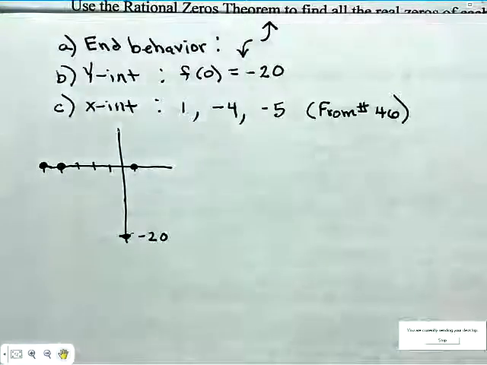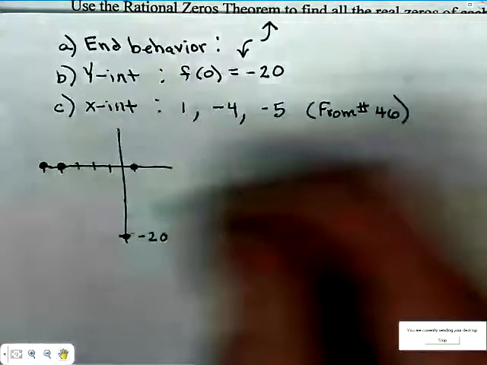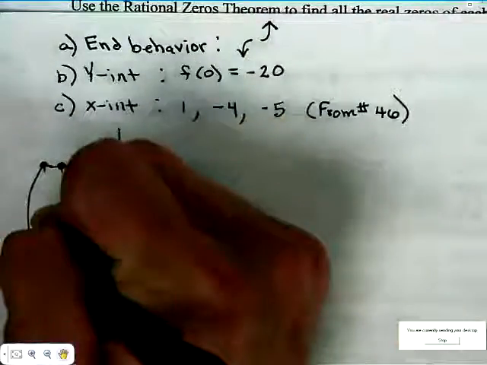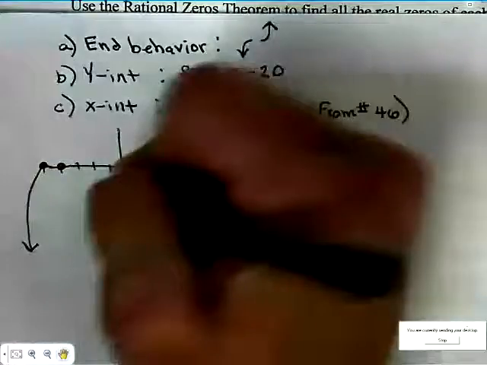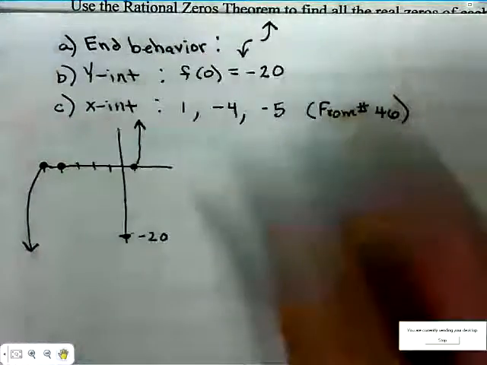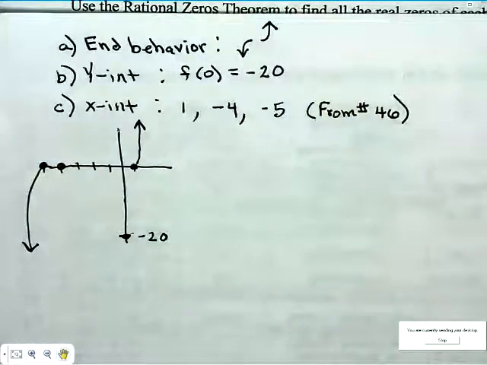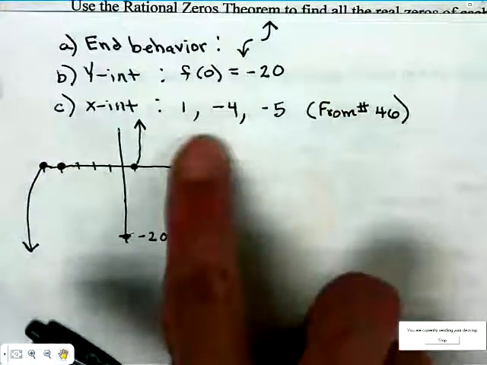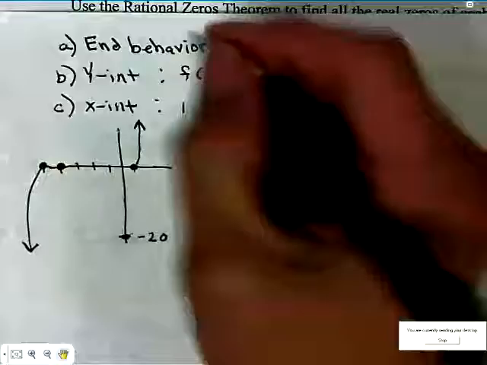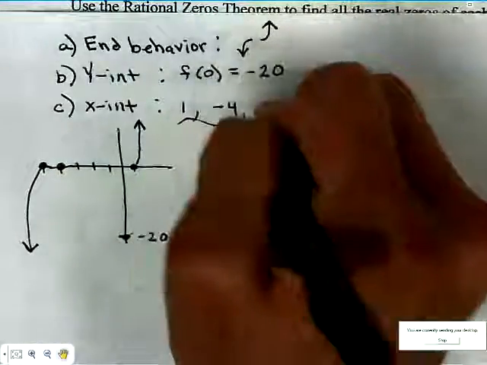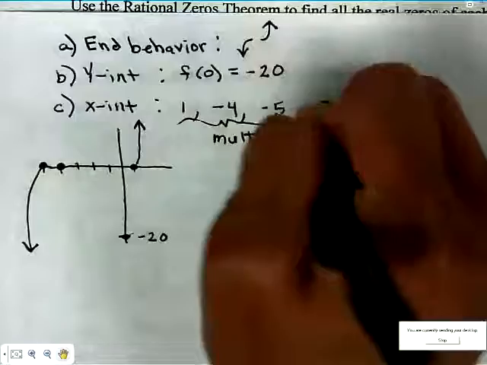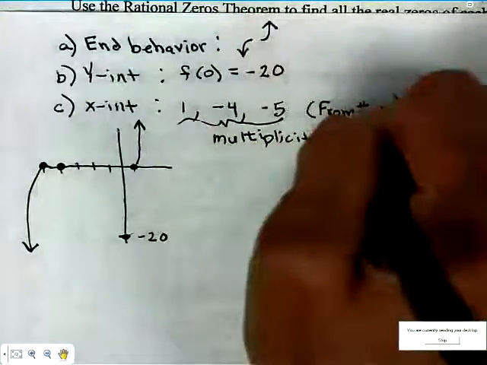And graphed my x and y intercepts. I know that the graph goes down to the left of the leftmost intercept and up to the right of the rightmost intercept. Looking back at number 46, what was the multiplicity of each of those zeros? All of them were of multiplicity 1, which tells me the graph does what at each of those x-intercepts?